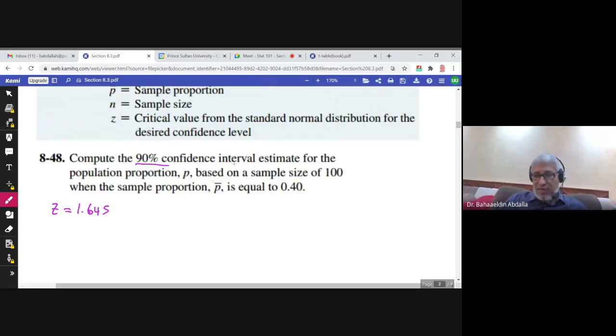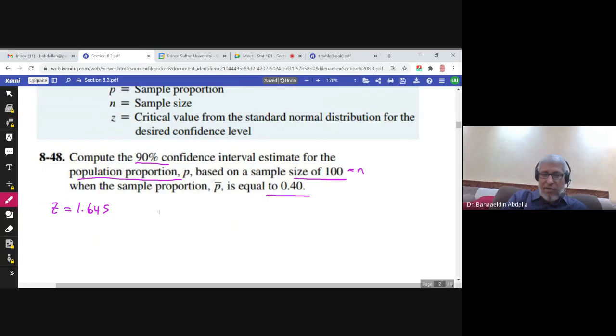Compute the confidence interval estimate for the population proportion. So that's a similar question. We have a similar question in 8.1, but the only difference is population mean instead of population proportion. So you have to read the question carefully, and also the given information will help you. Here we have the sample size, which is N, and the sample proportion is given. So P bar is 0.4. So we can immediately find the confidence interval.